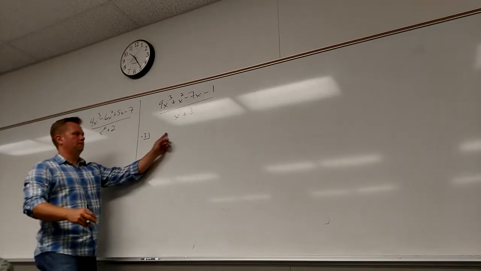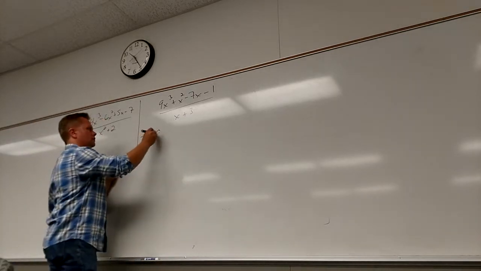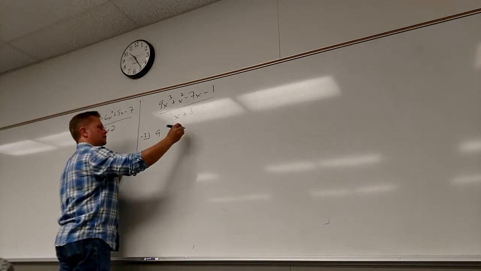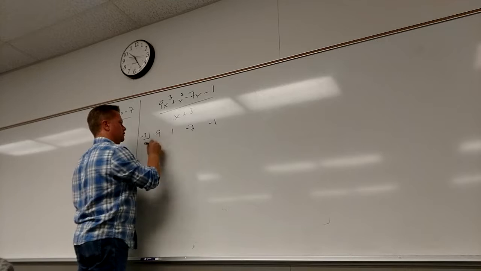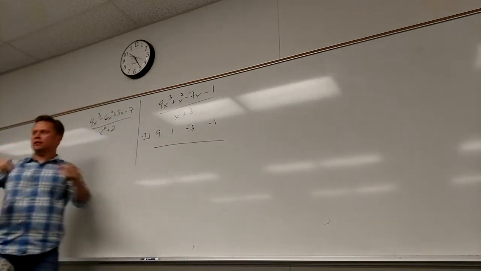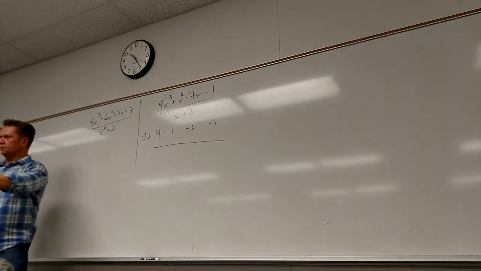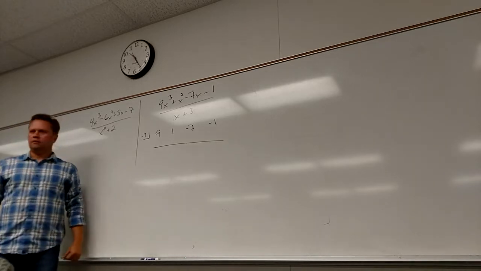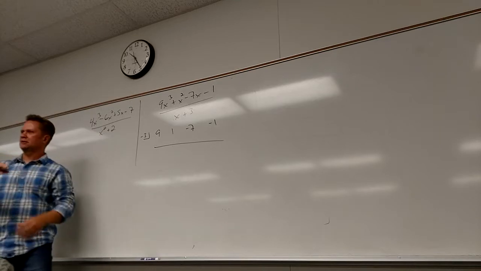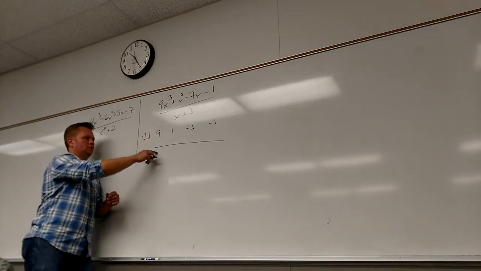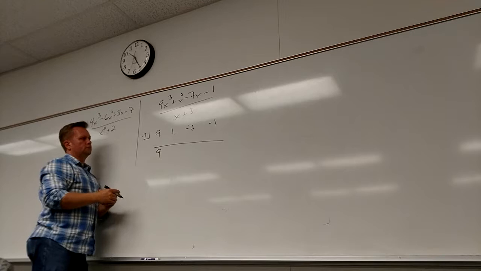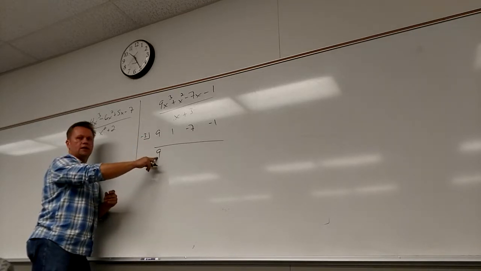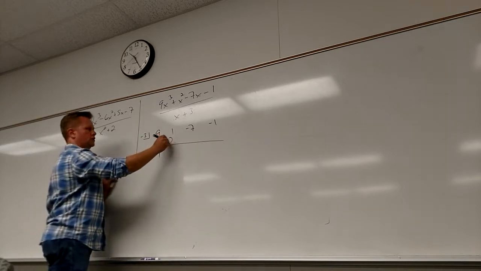And then here I put what? 9? 1? -7? -1? Because I wasn't missing anybody. I don't have to put a 0 down. I've got all the stuff between x cubed and no x's. I'm not missing anybody. Now how's the process work? Bring down the 9. -3 times 9. -27.